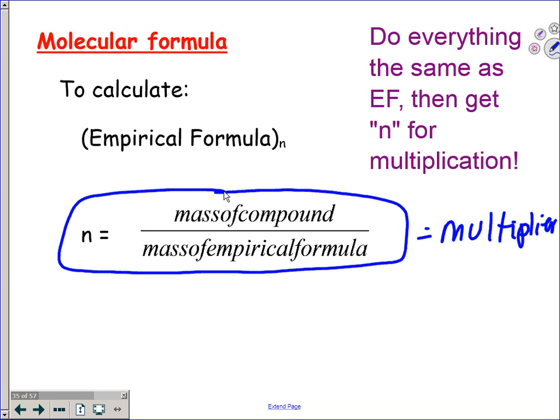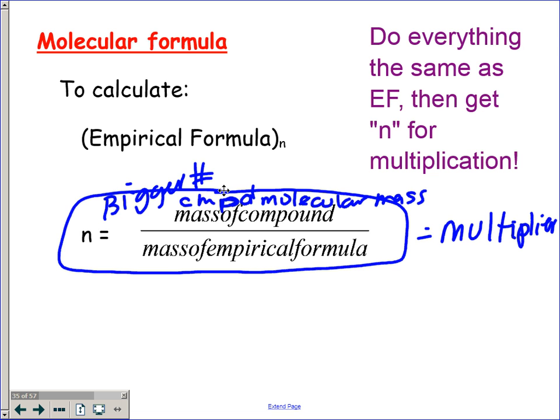So one second, okay? How do you get the multiplier? You will be given in the problem the compound molecular mass, or you'll just be given the mass in general. That's the bigger number. So the bigger number goes on top. What you would have achieved through the empirical formula process was a formula. So for the last example we just did, our empirical formula was CH3. How would you find the molar mass of this empirical formula? Look at your table, add it up. So you'd say C plus 3 H's is like 15-ish. So this is going to be the smaller number.